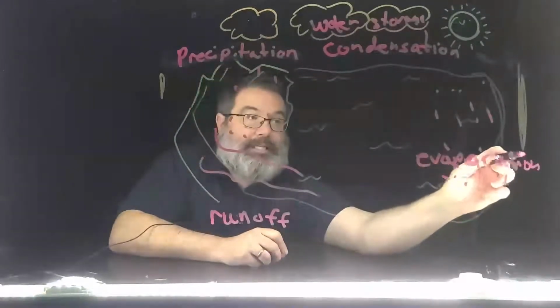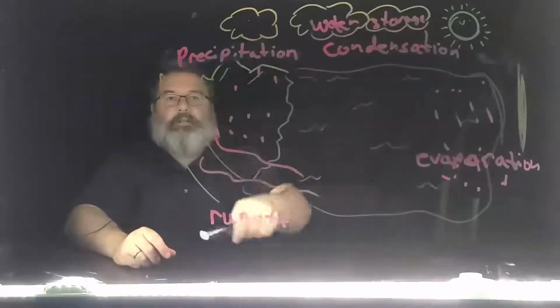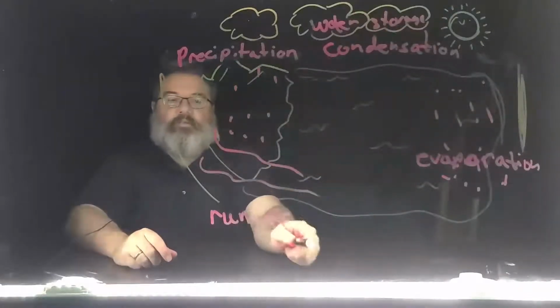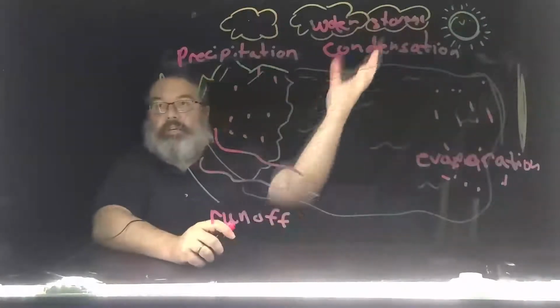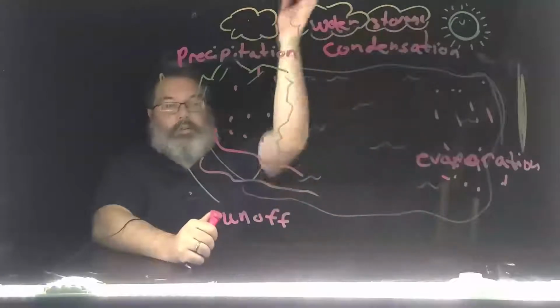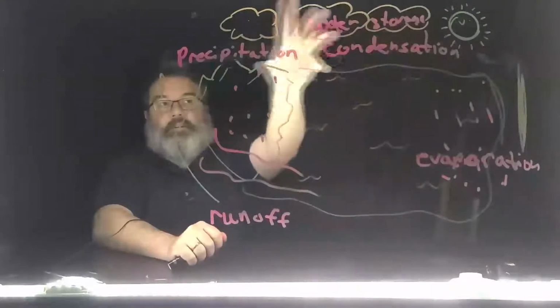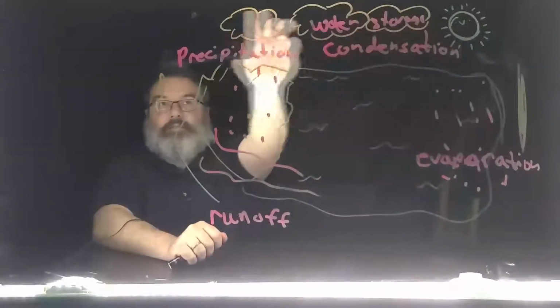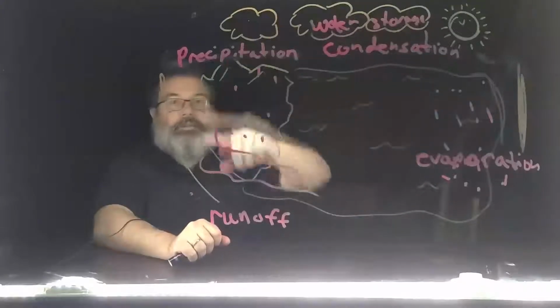Evaporation. Okay, so we've got our cycle here. Precipitation, runoff, going into our streams, into the ocean. The sun's energy is allowing for the evaporation. It gets up here into our atmosphere, condenses, condensation, forms clouds, and we continually make this loop.